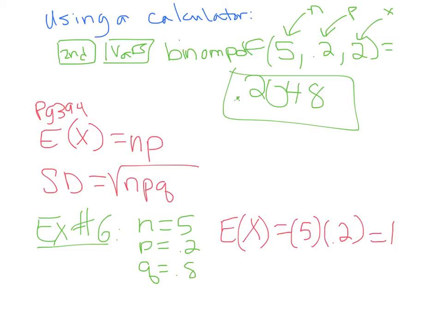So what that means is that if you take a sample of 5 students from Lorena, we are going to expect that there is 1 who is a freshman. So that's what that means. Our standard deviation, you're going to use the n p q. So our n is 5, p is 0.2, our q is 0.8. When you work that out, you will end up getting 0.894.